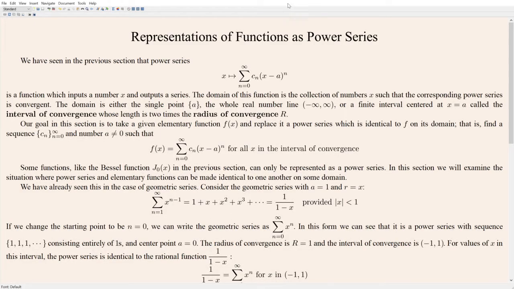So in the last section, we started thinking about series as being functions in their own right. In particular, we are looking at series of the following form. These are called power series. They are defined by a sequence of numbers and a center point, and these are indeed functions because you give it a number x and it outputs a corresponding series. Recall, these have as their domain either the single point a, or the entire real number line, or a finite interval, called the interval of convergence.